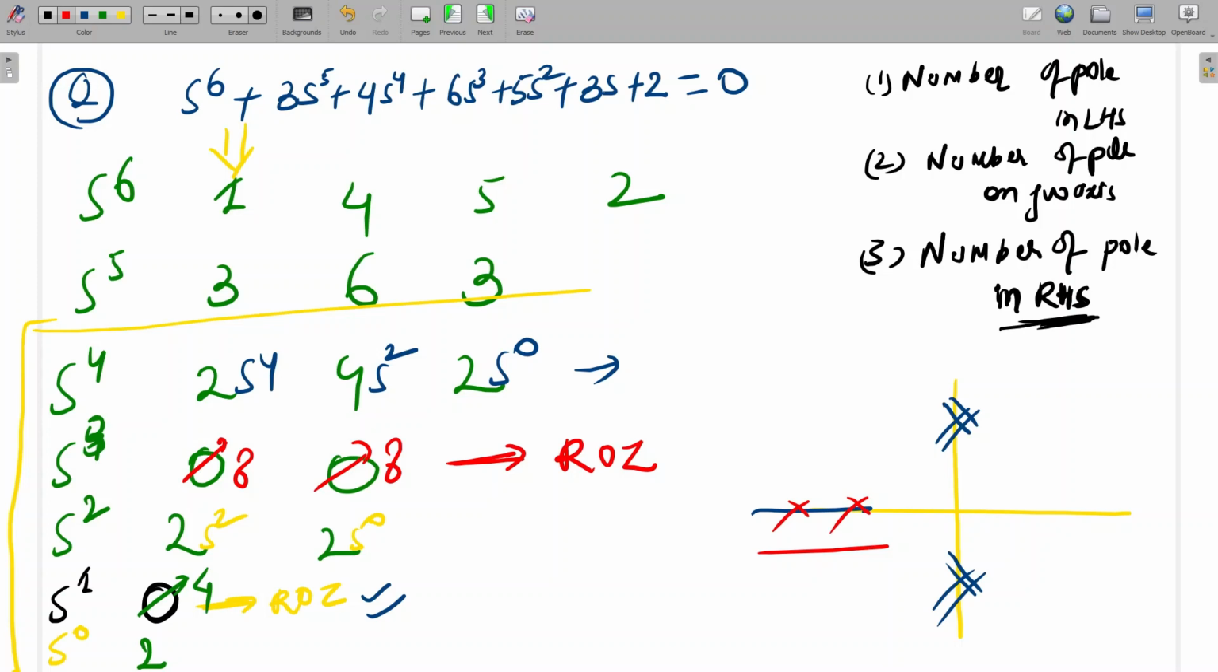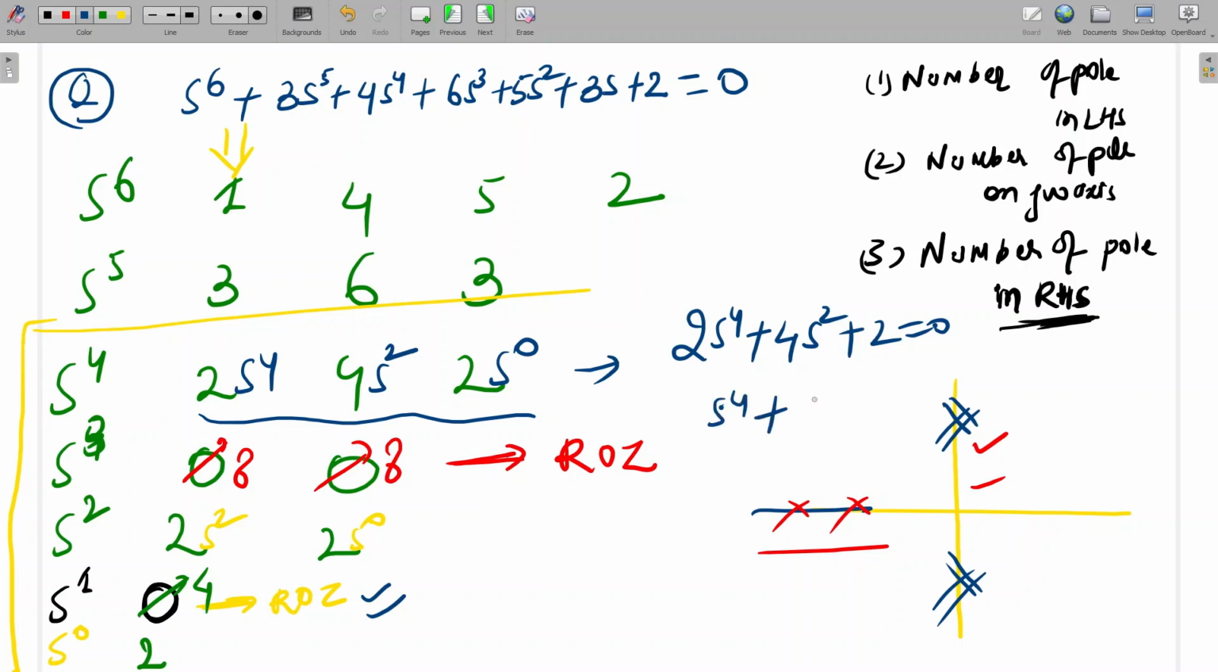So this we can calculate also. What will be this pole value? That is the solution of the auxiliary equation. So 2s to the power 4 plus 4s square plus 2 is equal to 0. We can just take common here. So s to the power 4 plus 2s square plus 1 is equal to 0. What will be the value of s square here? So s square plus 1 whole square we can say.